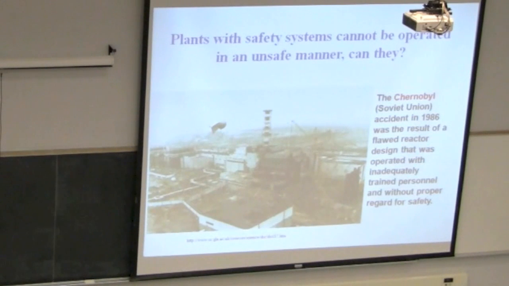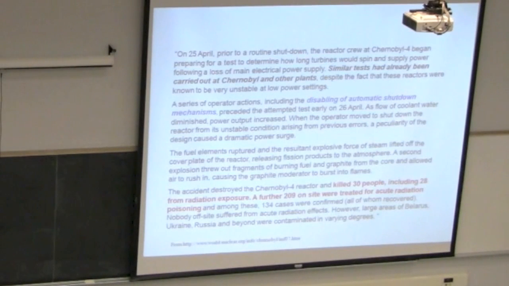So here in Chernobyl, we have a situation where the main engineer running the site wants to do an experiment as they're powering the reactor down. So during a routine shutdown, the reactor crew began preparing for their test. They wanted to determine how long the turbines would spin following a loss of main electrical power. So this is a regular planned shutdown. They figure, well, let's try and learn something from this as well. This kind of sounds great. We can do this experiment while we're shutting down. So how long will our turbine spin following a loss of power supply?